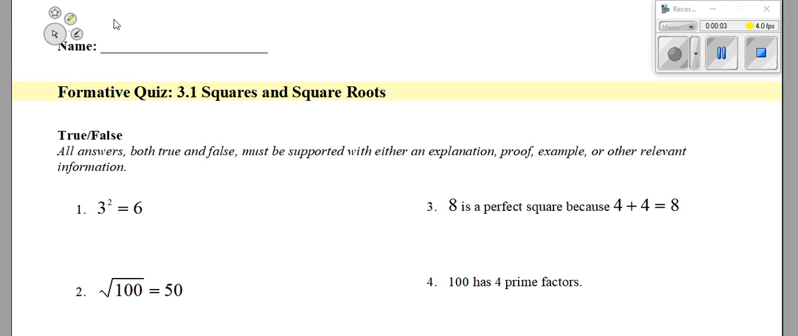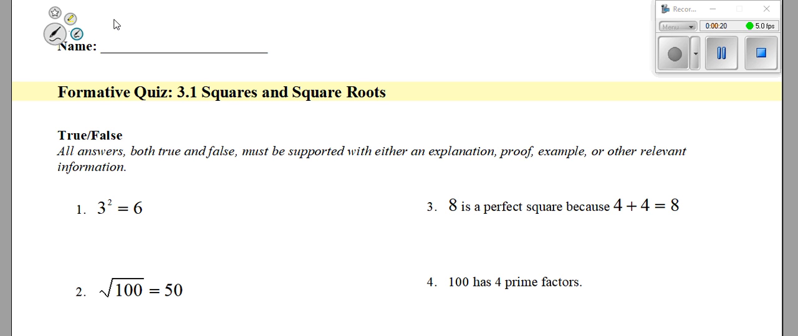Okay, so this is our 3.1 formative quiz on squares and square roots. As we go through these, follow along. We'll make these worth various points. First four are true and false. They're always worth 2 points each, 1 point for the answer, 1 point for the explanation.